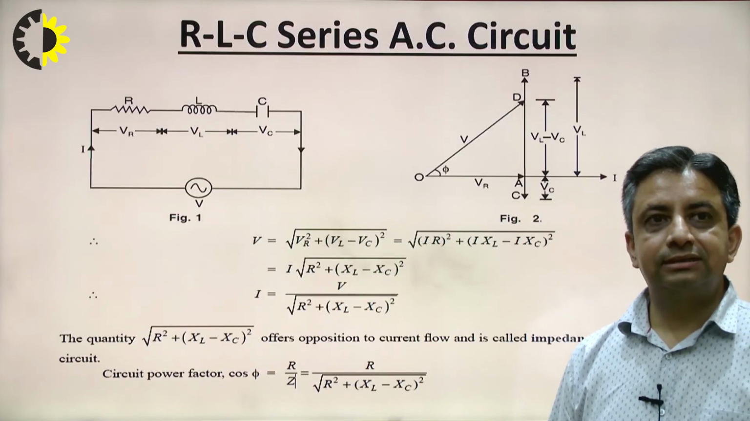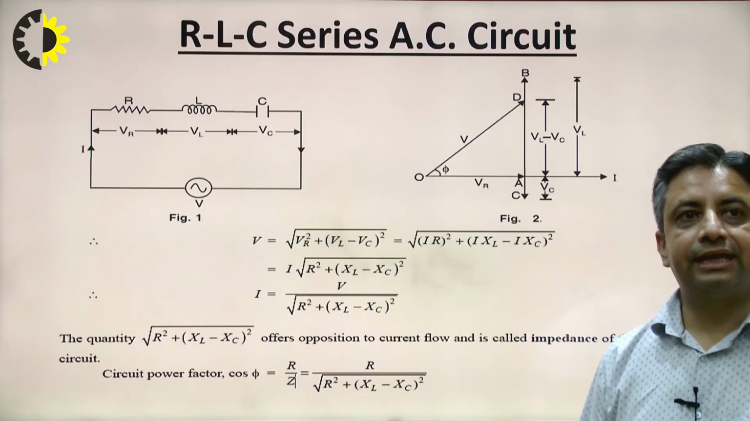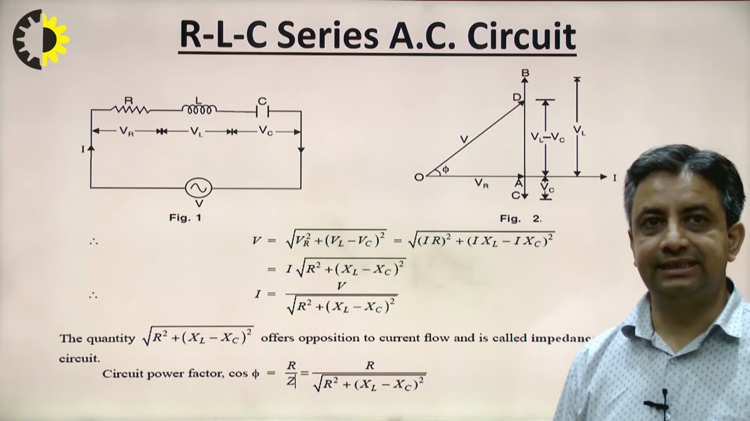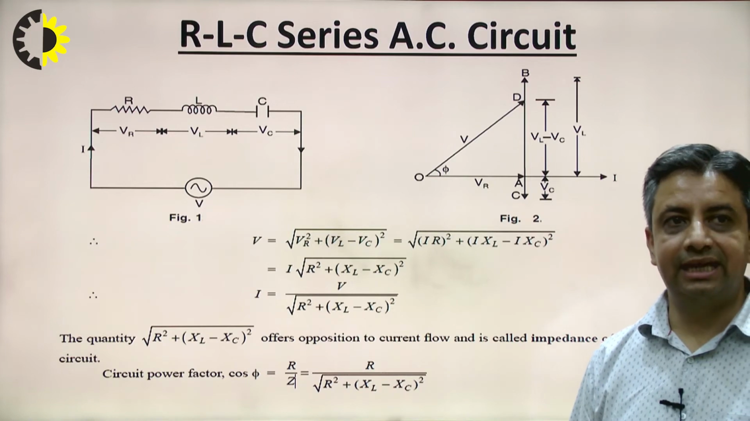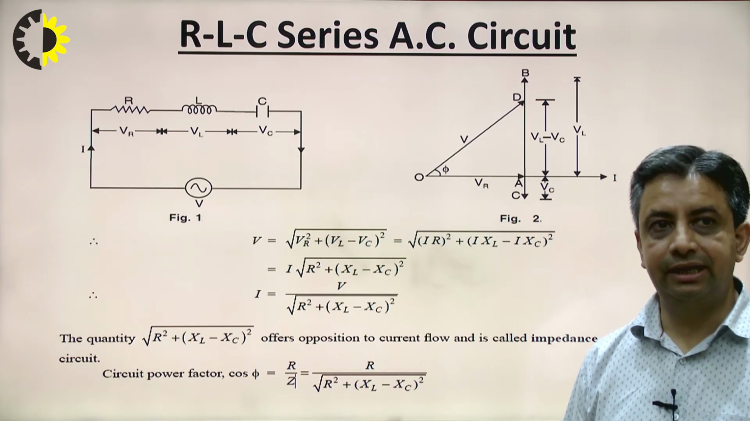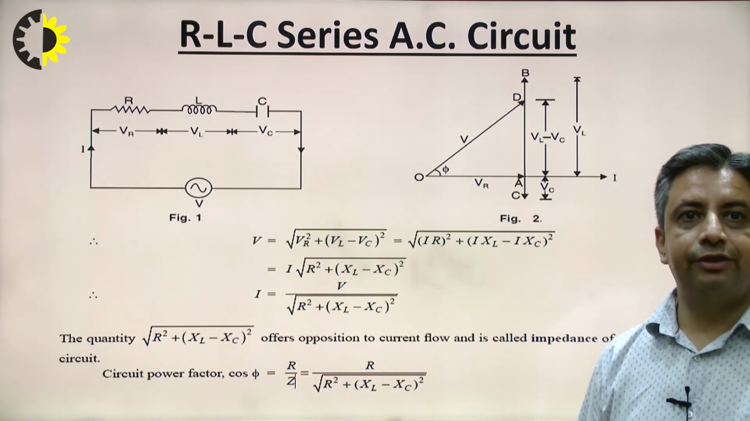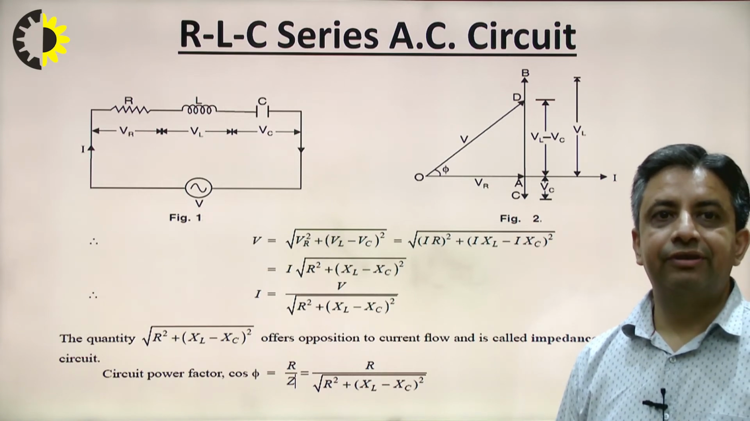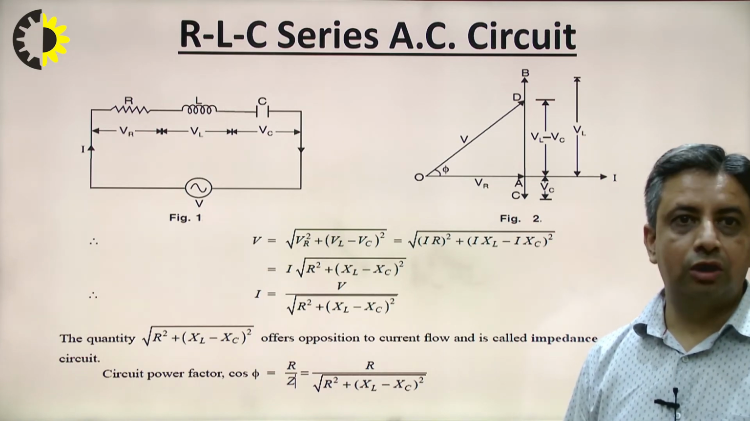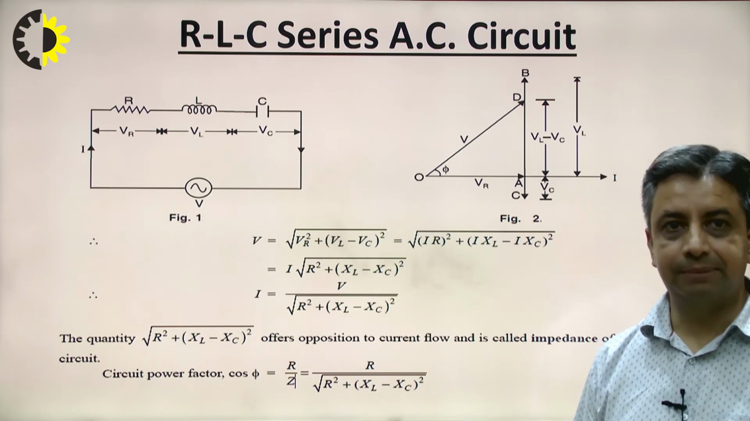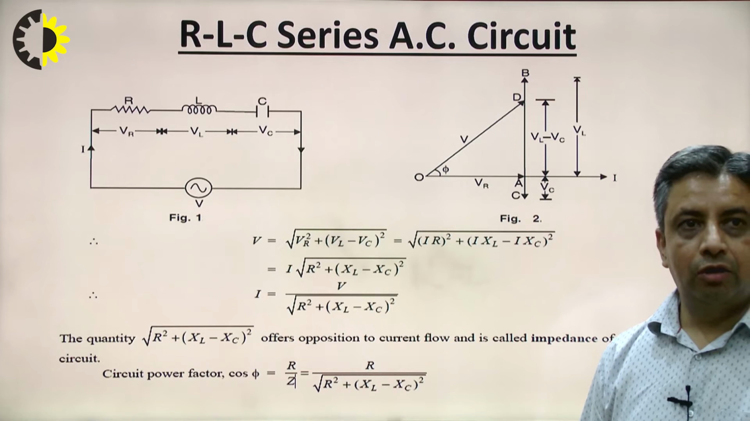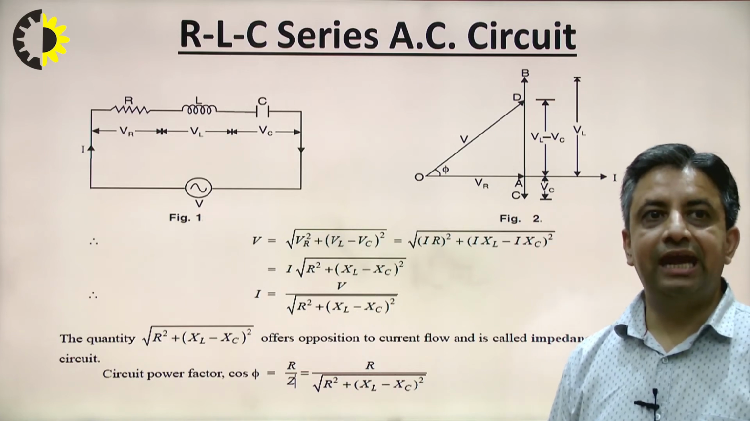Now let us discuss the third combination, that is RLC series AC circuit. In this case, we have all the three circuit elements connected in series. Here you can see the voltage across the resistance will remain the same, it will be in phase with the supply current. Now we will have this VL and VC.